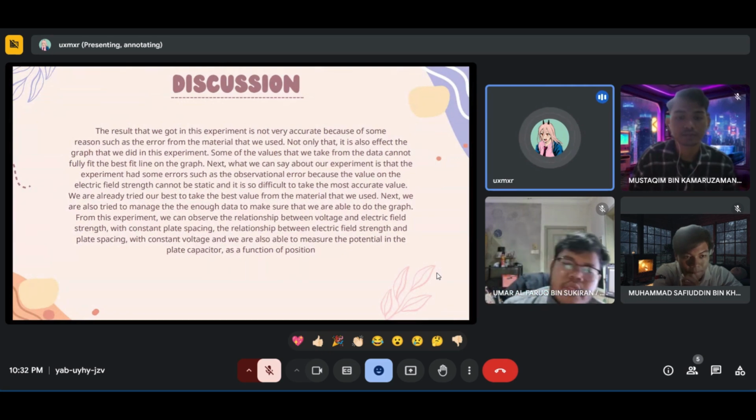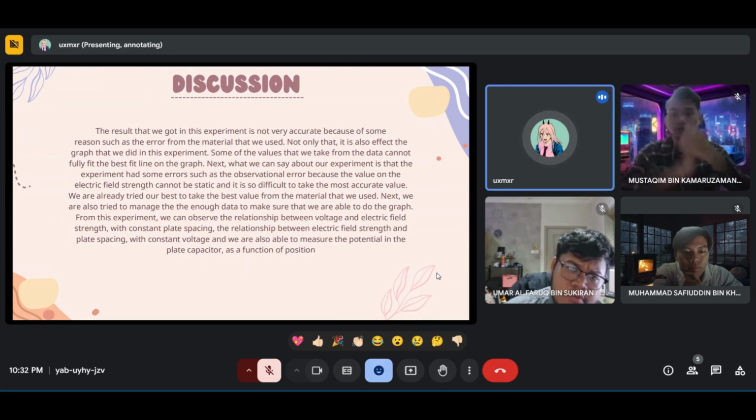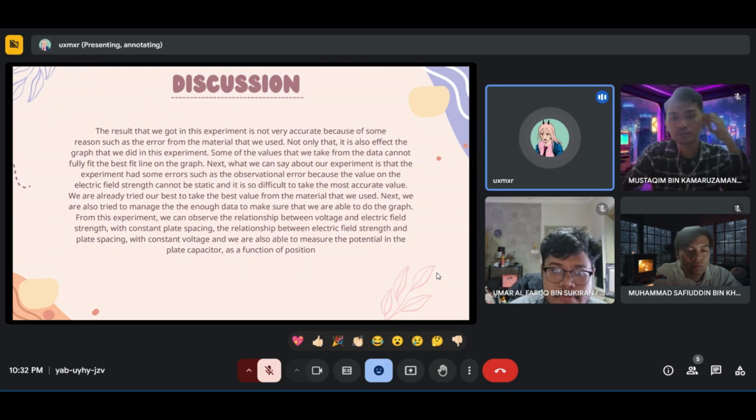So now I would like to share our discussion from this experiment. The result that we got in this experiment is not very accurate because of some reasons, such as error from the material that we use. Not only that, it also affects the graph that we did in this experiment. Some of the values that we take from the data cannot fully fit the best fit line on the graph.